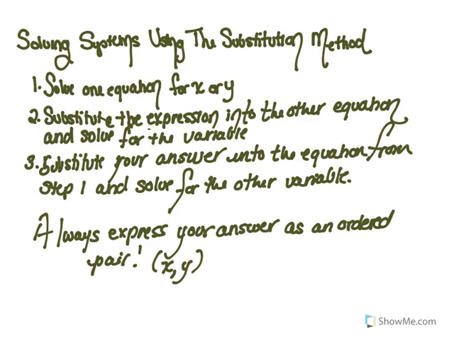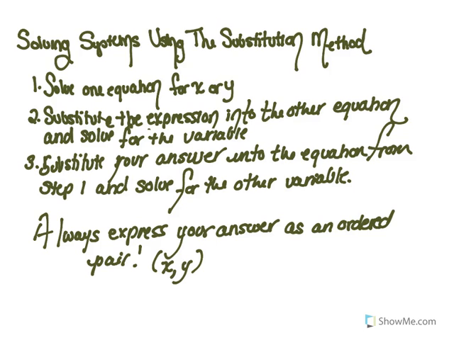So first thing we're going to do is solve one equation for x or y, substitute the expression into the other equation, and solve for one of the variables. And then once you've solved for that one variable, you can substitute that value into the other equation and get the value for the other variable.